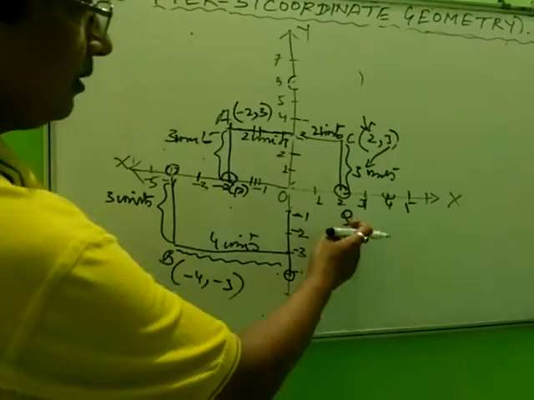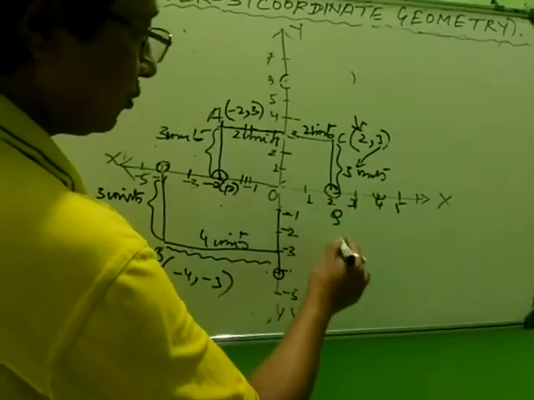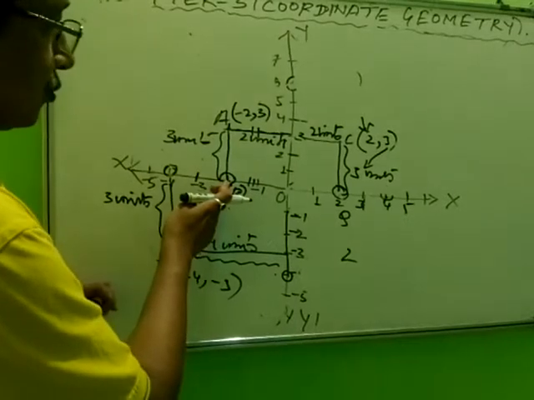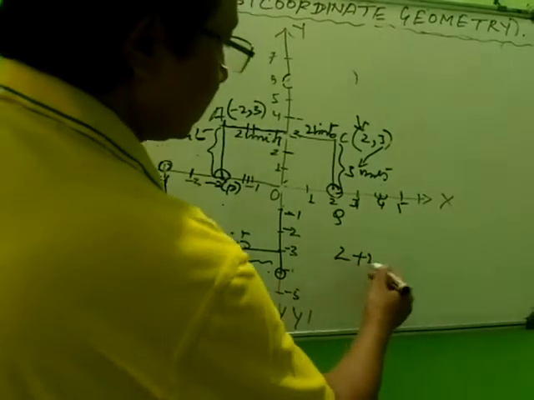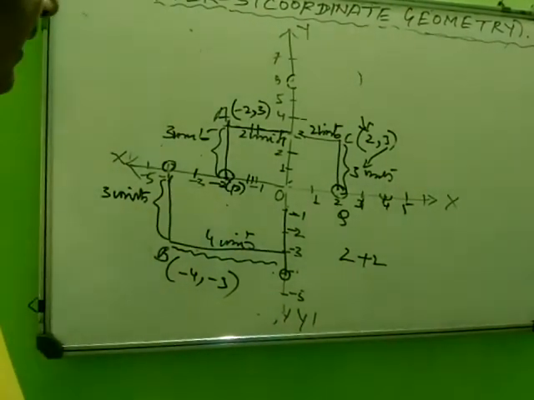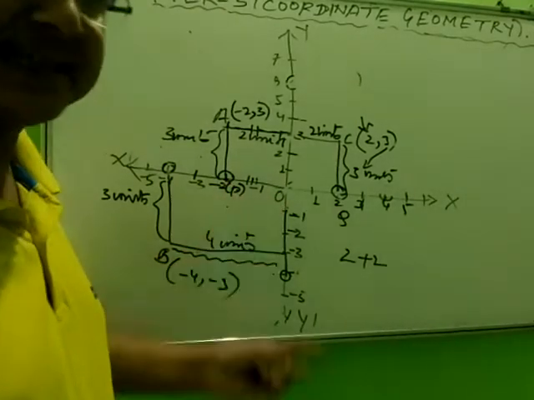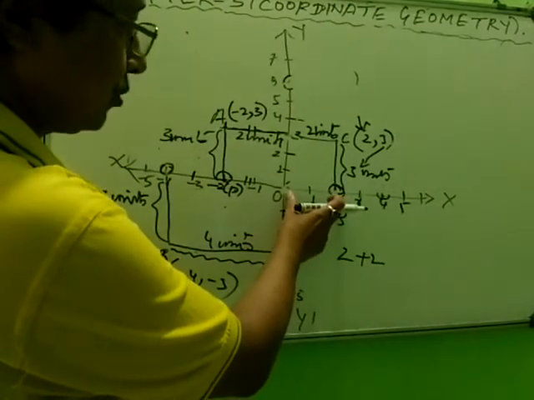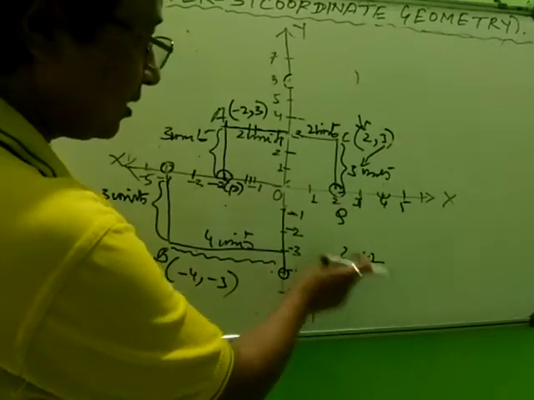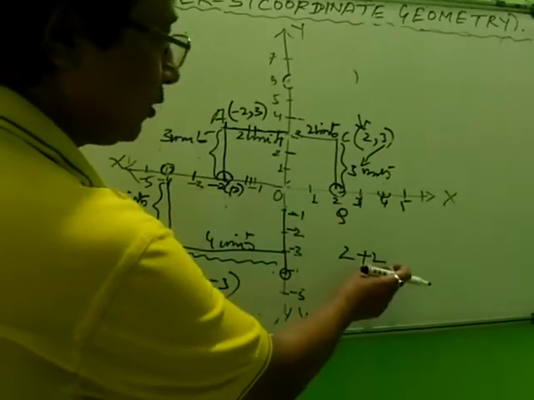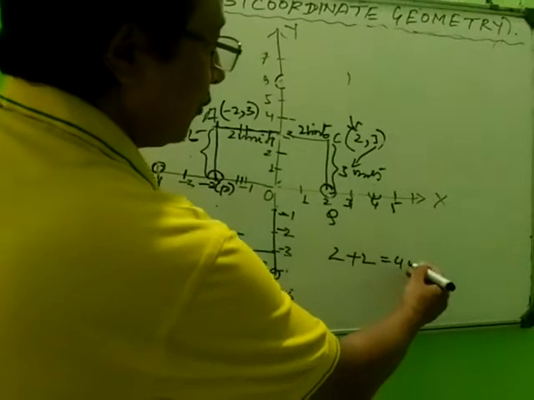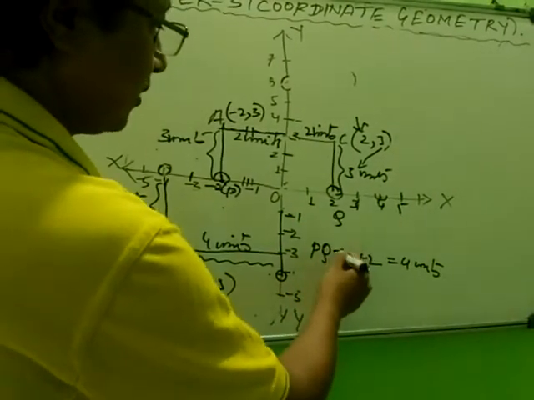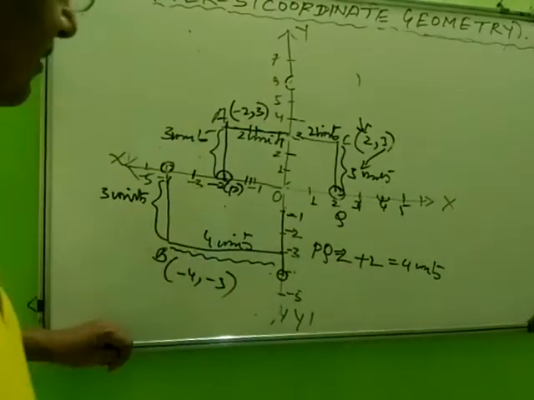It is very simple. 0 to 2, it will be 2 units. And 0 to minus 2, it will be also 2 units, because as I have told you, distance is never negative. Distance is always positive. So 2 plus 2, you got 4 units. So that means distance PQ equals 2 plus 2, 4 units.